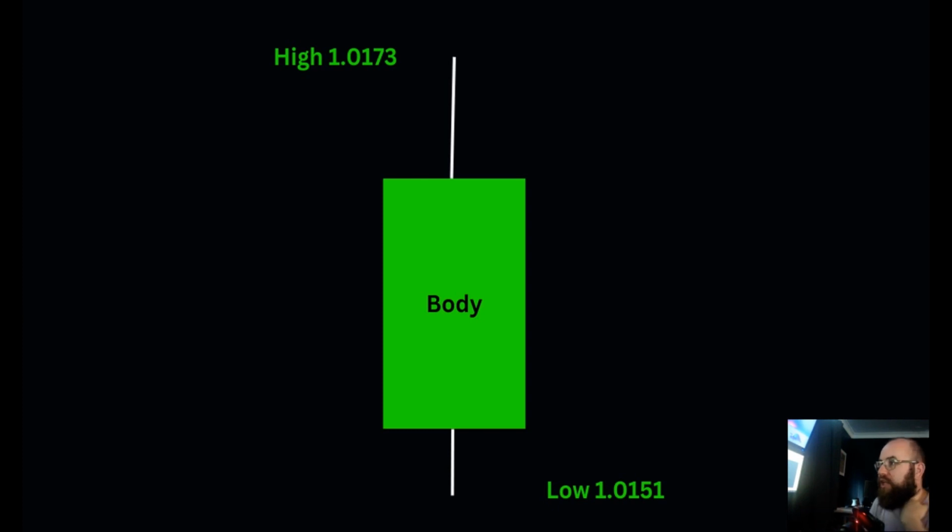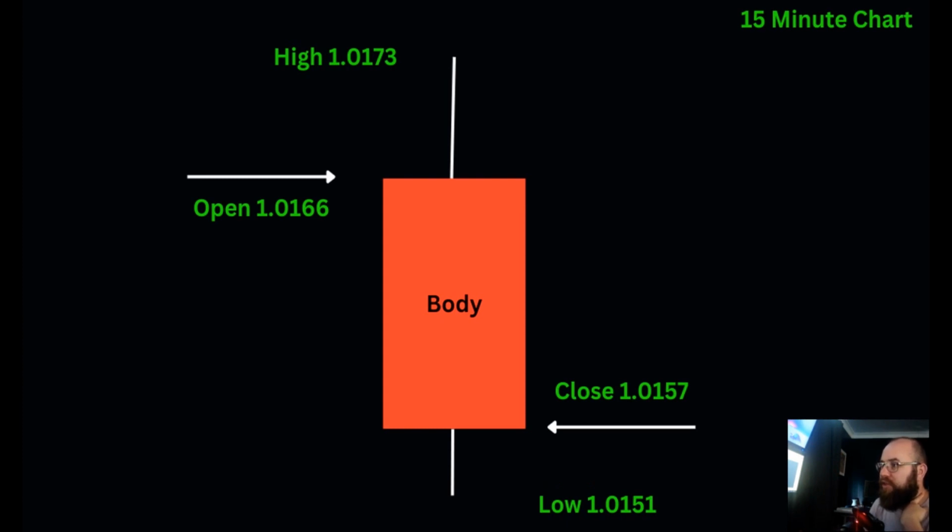So let's now have a look at these wicks. So these lines that appear above the body. So once again we have this body here, which will have an opening price and a closing price, but that's not marked on this slide, just to keep things simple. The upper wick shows the high of price. The lower wick shows the low of price. So we have an open and close for the body, a high and a low for the wicks.